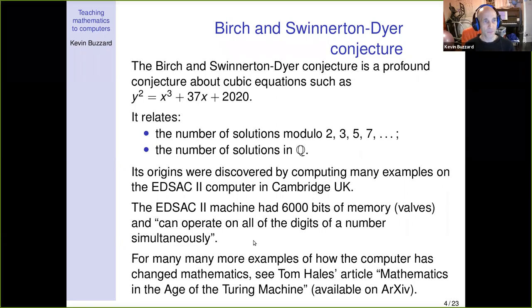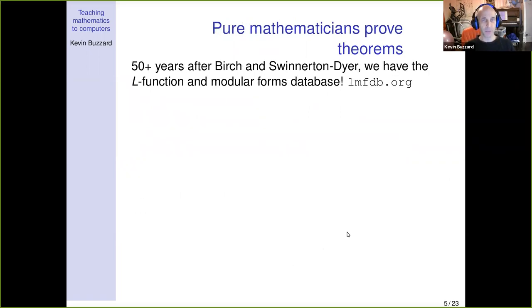So for many, many more examples, it's a very interesting topic. Historically, this is a very interesting topic, how the computer has changed mathematics, and in particular, how it's changed pure mathematics, because it's clear the computer has changed applied mathematics, but the computer has revolutionized pure mathematics as well. And Tom Hales wrote a beautiful article about this, Mathematics in the Age of the Turing Machine, which I could recommend to anyone. And in fact, this is the first example in the paper. But the problem with the people I work with, pure mathematicians, is that they prove theorems.